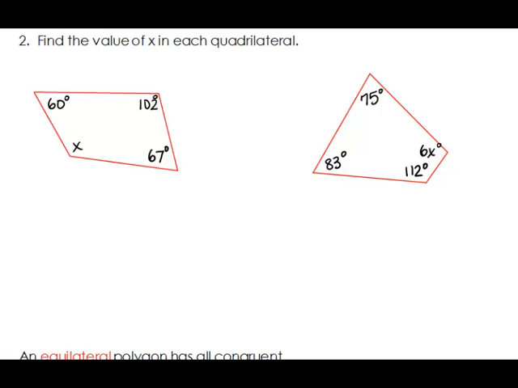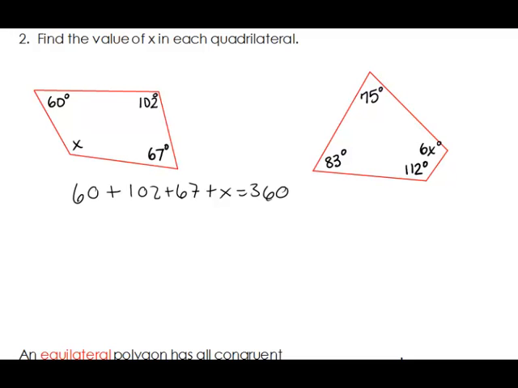Okay, so for the first one, this is a quadrilateral. One of the angles is 60, one is 102, one is 67, and one is x. So I'm just going to write myself an equation. 60 plus 102 plus 67 plus whatever x is. All those 4 angles have to add up to 360 degrees.